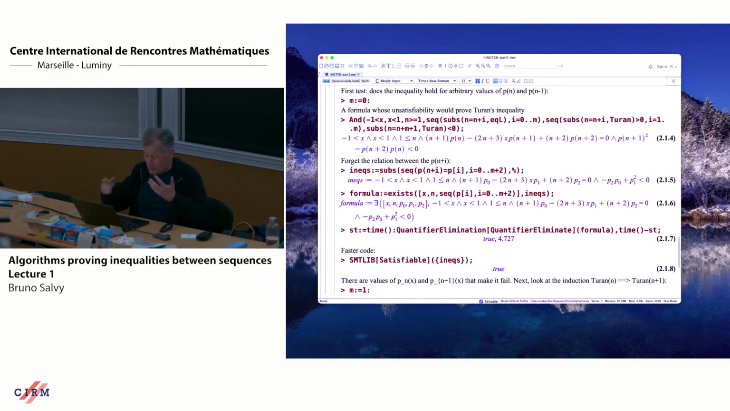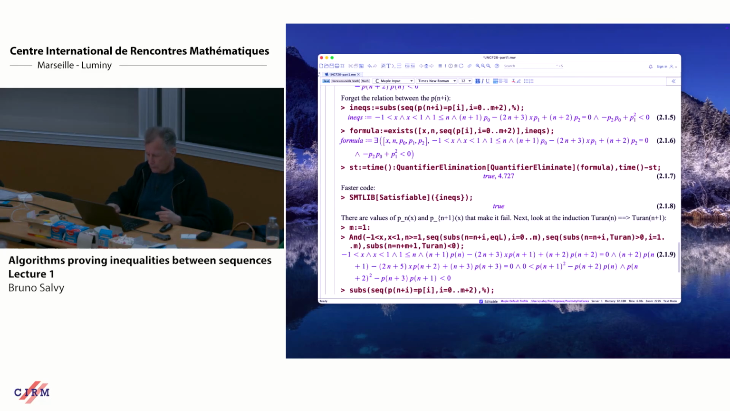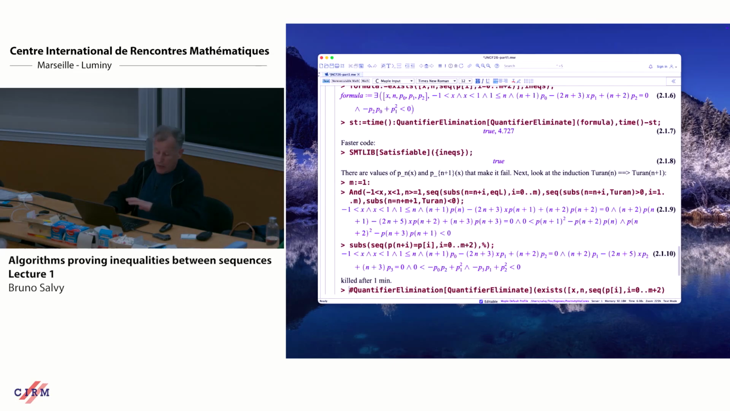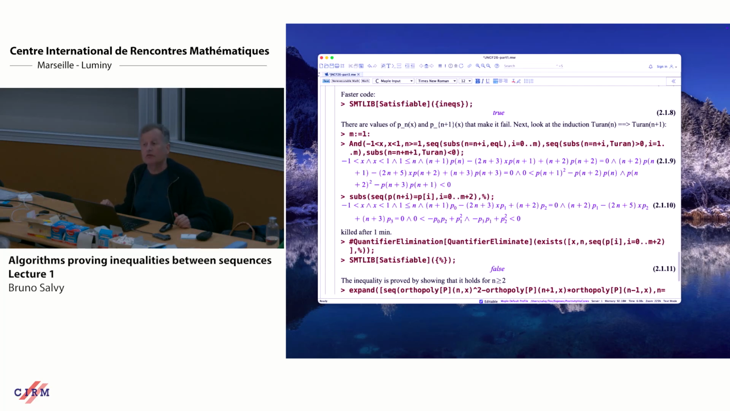So now you go one step further. You construct a more complicated formula where it starts the same. Now you introduce Pn plus 3, and then you say the first one was positive, but is it possible that the next one is negative? And if it's not possible, then I have proved the inequality. Again, I replace this by variables. I skip quantifier elimination, I use this SMTlib, and it's false. So we have proved. So what have we proved?